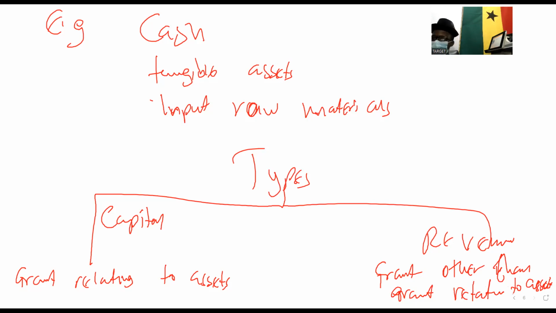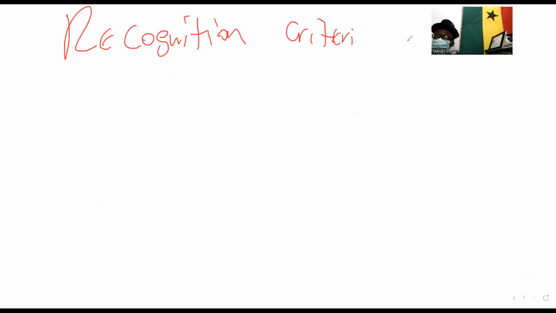Please, you are aware that government assistance must be disclosed in a book. What are the conditions for recording grants in a book? Very important, please. The mere fact the government has promised you doesn't mean that you go and record it in your book. We are begging you, please and please again: the recognition criteria of grant.